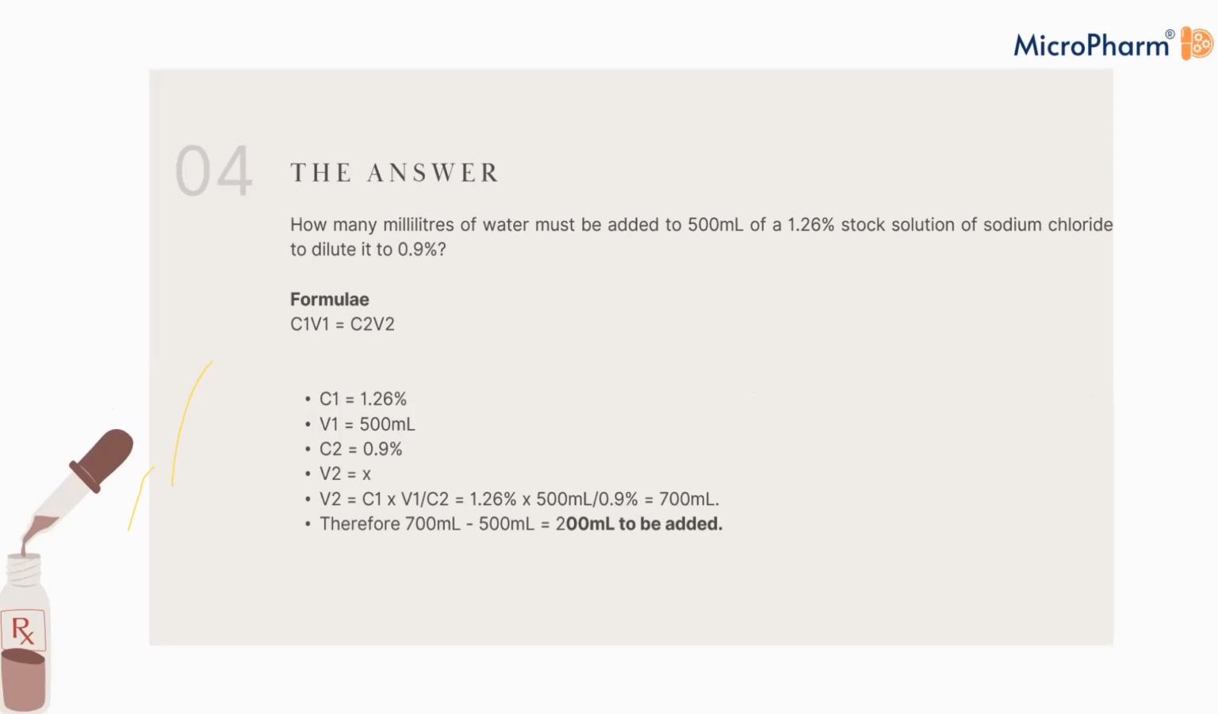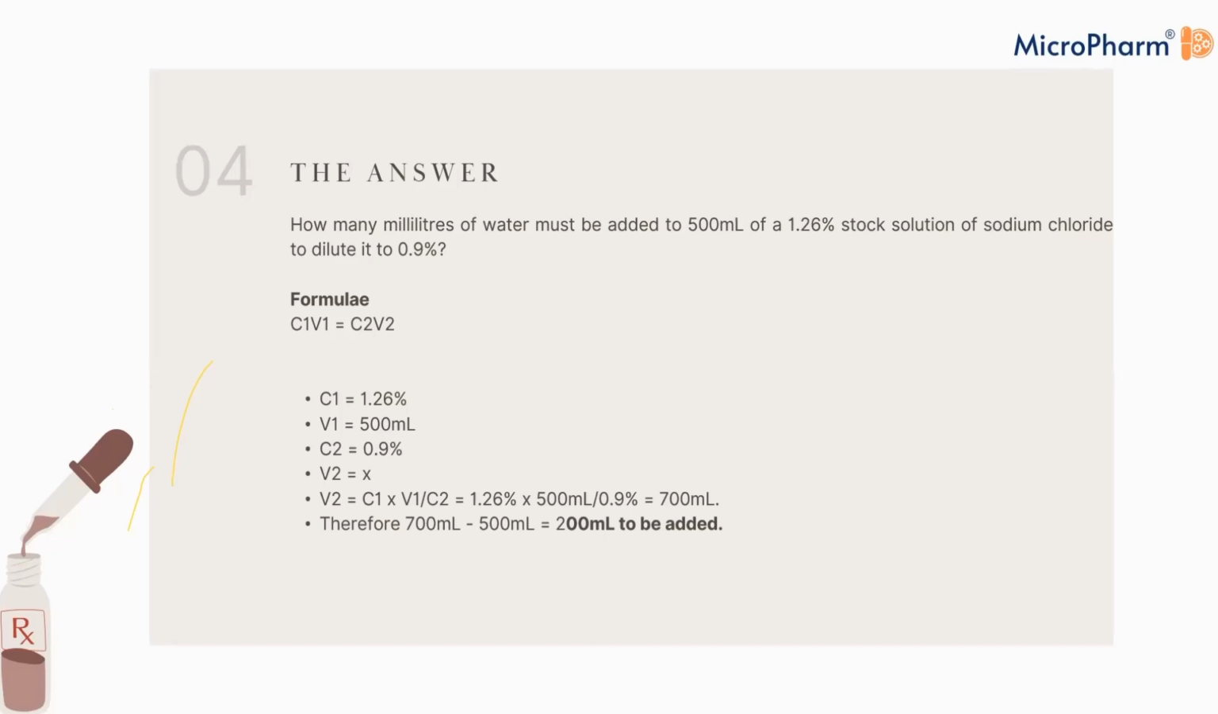So if you do C1V1 = C2V2, where you rearrange it to make V2 the subject, V2 then equals C1 times V1 divided by C2, 700 mil of saline 0.9% is equivalent to 500 mil times 1.26%. The difference is 200 mil. So you need to add 200 mil of water to your 500 mil of 1.26% stock solution to make it 0.9%. So your correct answer here was 200 milliliters.